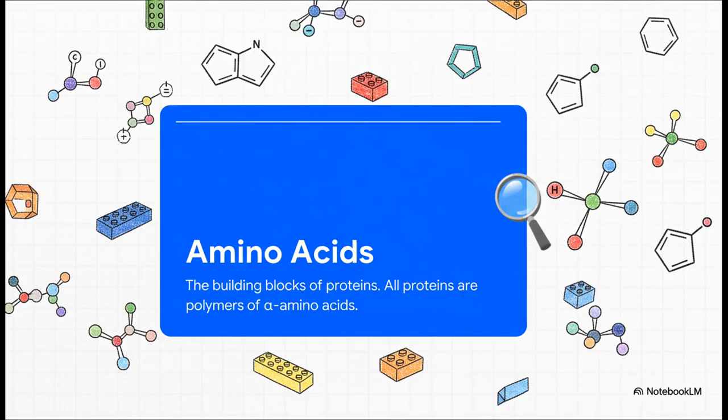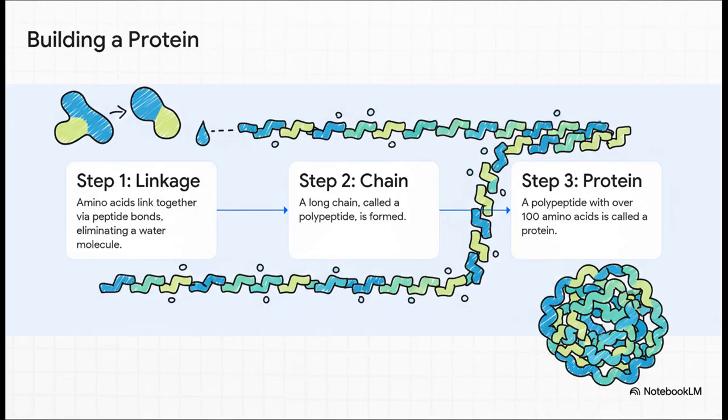But here's the really mind-blowing part. All of that insane complexity is built from just 20 different kinds of molecular Legos. We call them amino acids. And each one has a common structure, but with a little unique piece on the side that gives it a special property. Just 20. So, what nature does is it links these amino acids together one by one using something called a peptide bond. It does this over and over and over again, creating this long chain, kind of like a string of beads. This chain is called a polypeptide, and that's the first step to making a protein.